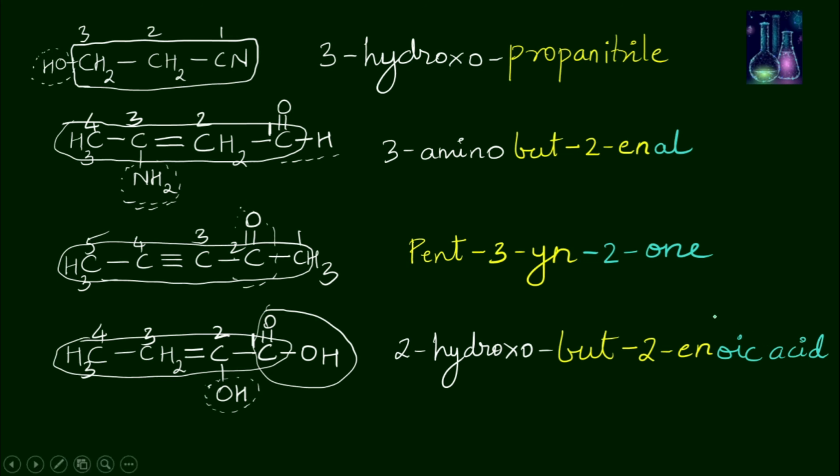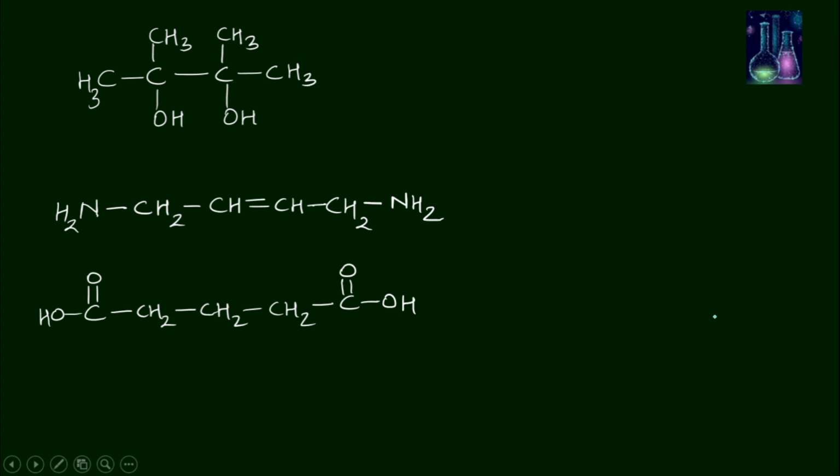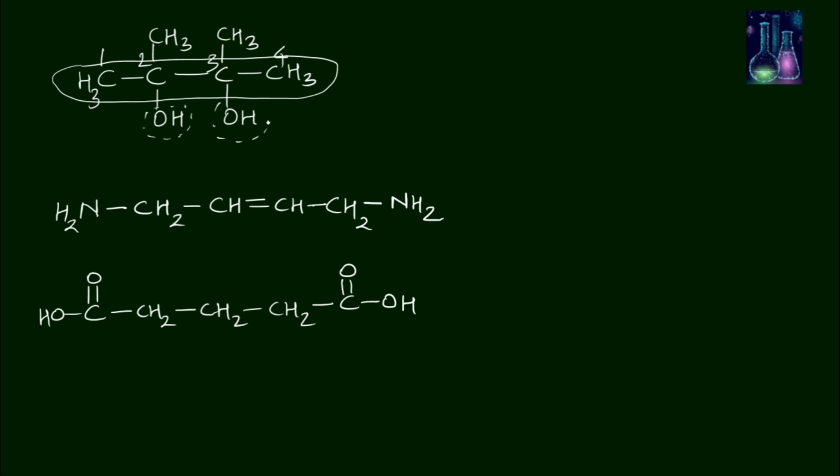The priority functional group list is given above. Please refer to it and practice more. Now, let's try out for this where we have same functional groups. So this is your longest carbon chain. I can start the numbering from this end as well as this end. So 1, 2, 3, 4. So there are 2 methyl groups at the second and third carbon and 2 hydroxyl functional groups at the second and third carbon.